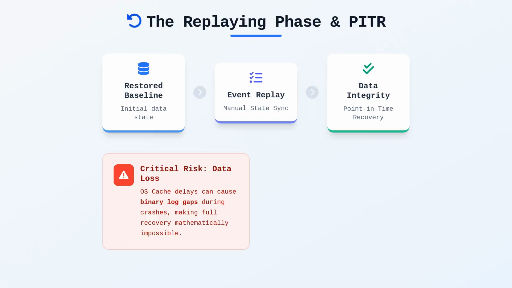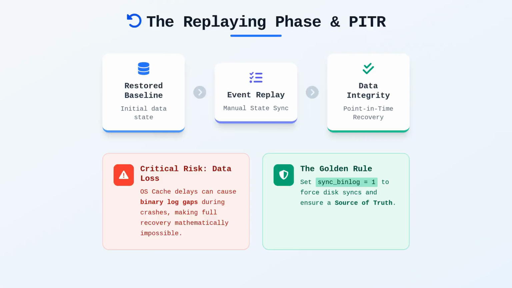This is precisely why the sync binlog variable, ideally set to 1 for maximum durability, is a fundamental configuration requirement for any production environment tasked with PITR. By forcing a disk sync for every binary log commit, you ensure that the log is truly a source of truth that you can rely on when the worst-case scenario unfolds. Without this configuration, the ledger of your transactions has holes, and a complete recovery becomes a mathematical impossibility.